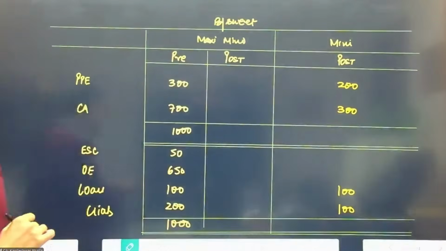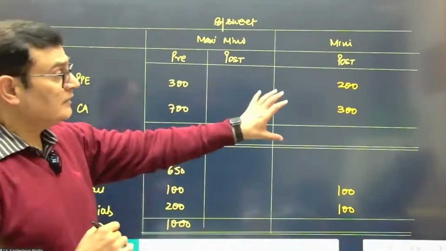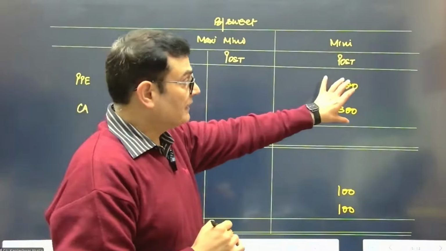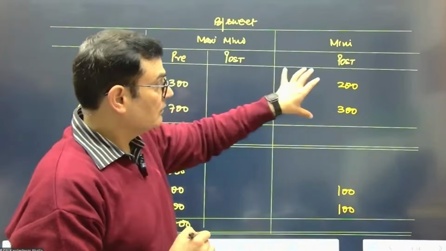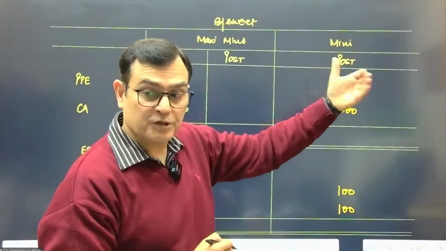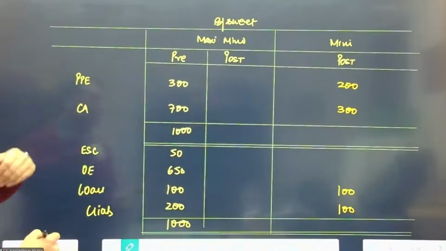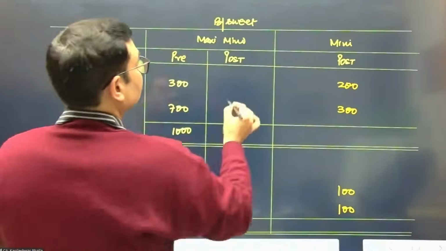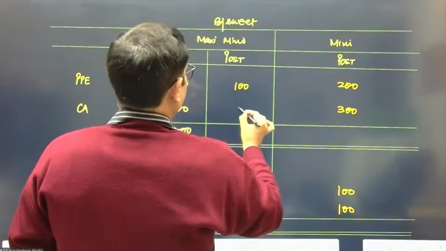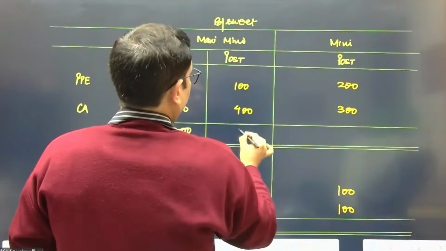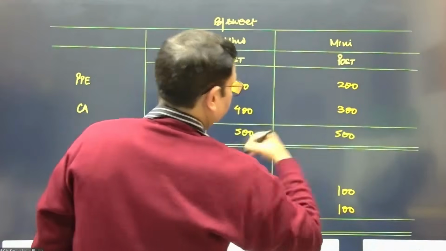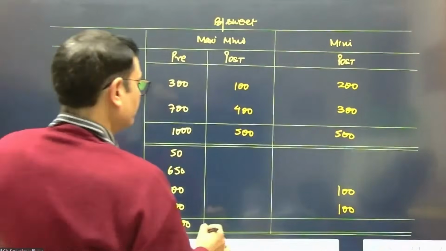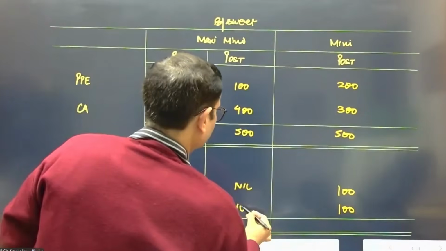Let me ask you a very obvious question now. Can I take the balance out here in the books of Maximini? This is the total, and this has gone to Mini. So minus, can I take a balancing figure? Yes, sir, of course. Correct. So this is going to be 500 and this is 500, and this becomes nil and this becomes 100.